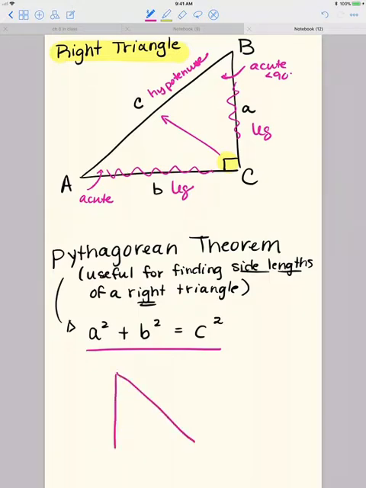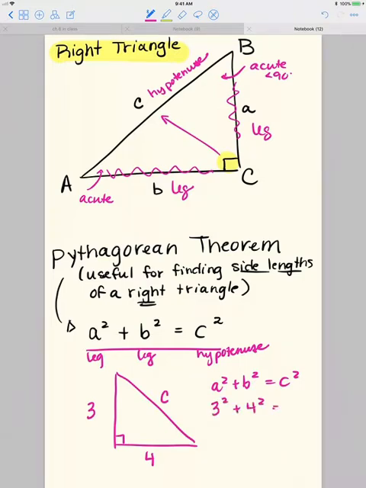For example, you have a triangle where one leg is 3, the other leg is 4, and you need to find the third one. So the 3 and 4 are legs, so it doesn't really matter which one you make a and which one you make b, as long as you keep them on the correct side of the equation. So you'll take your a squared plus b squared equals c squared. You'll plug in your 3 and square it, plug in the 4 and square it. You get 9 plus 16. Add those together to get 25. And then you'll square root both sides to get the c value is exactly 5.